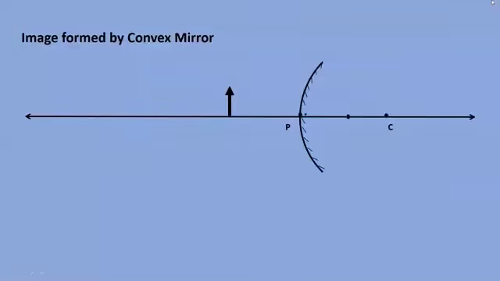Now let us draw the image formed by the convex mirror. Consider an object which is in front of the convex mirror. Draw a light ray which is directed towards center of curvature. It retraces its path. Let us draw another light ray which is parallel to principal axis. This appears to come from focus. Where these light rays appear to meet, there the image is formed.